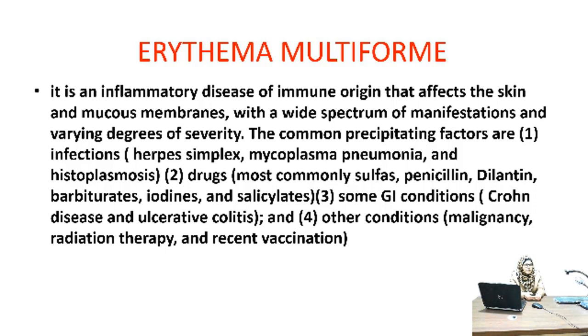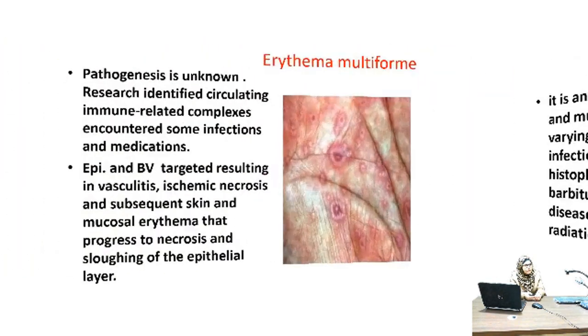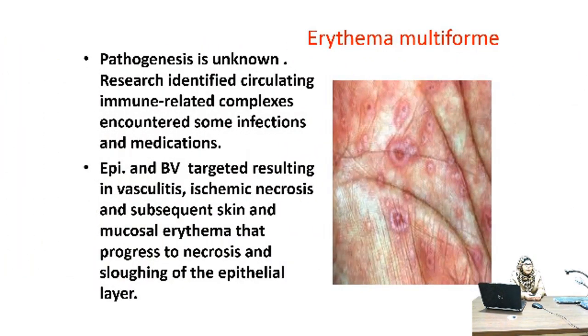Drugs can also be predisposing factors, such as drugs with sulfate, penicillin, dilantin, barbiturates, iodine and salicylate, and some gastrointestinal conditions such as Crohn's disease and ulcerative colitis, and other conditions such as malignancy, radiation therapy, and recent vaccination. The pathogenesis of erythema multiforme is unknown. Research identified circulating immune-related complexes, encountered with some infections and medications.